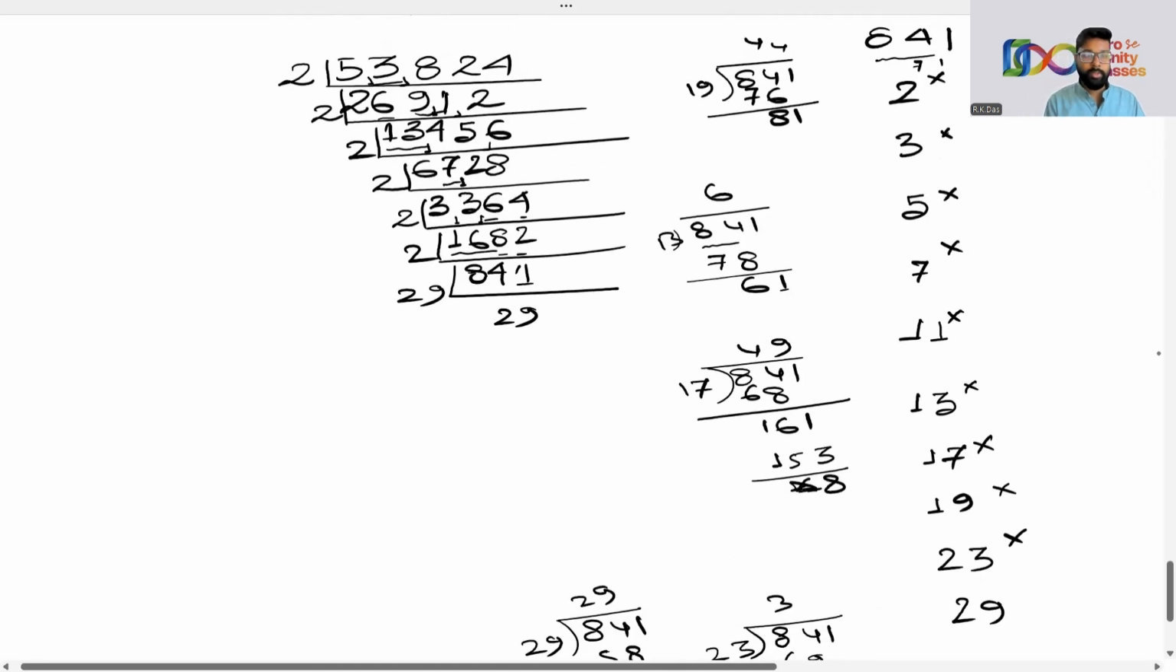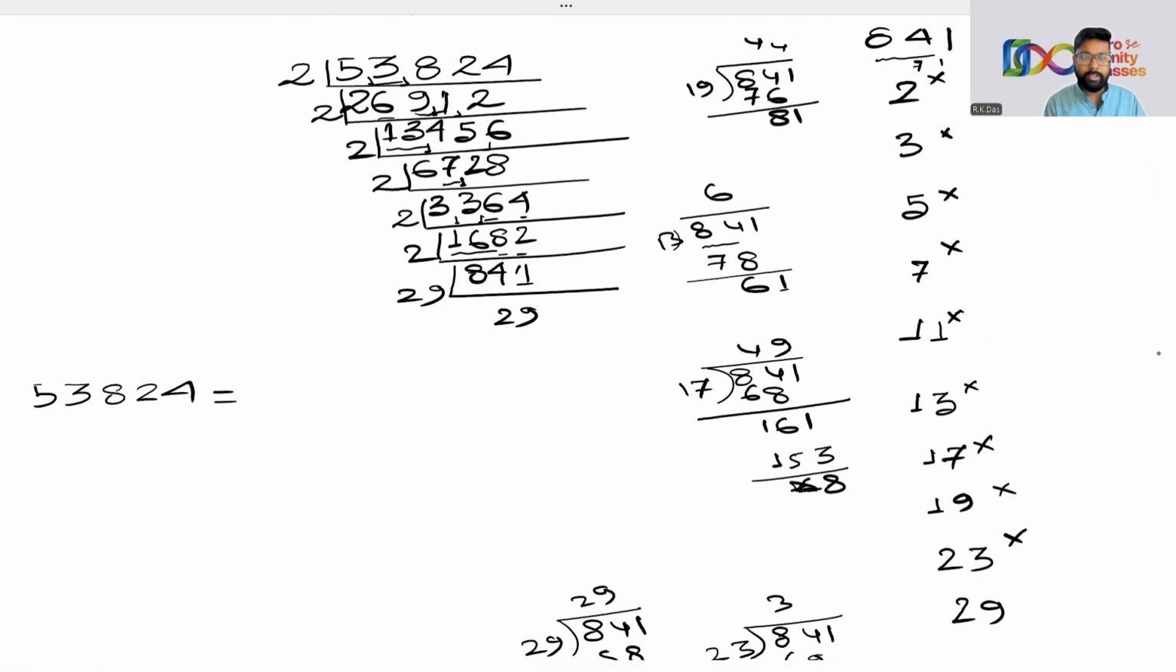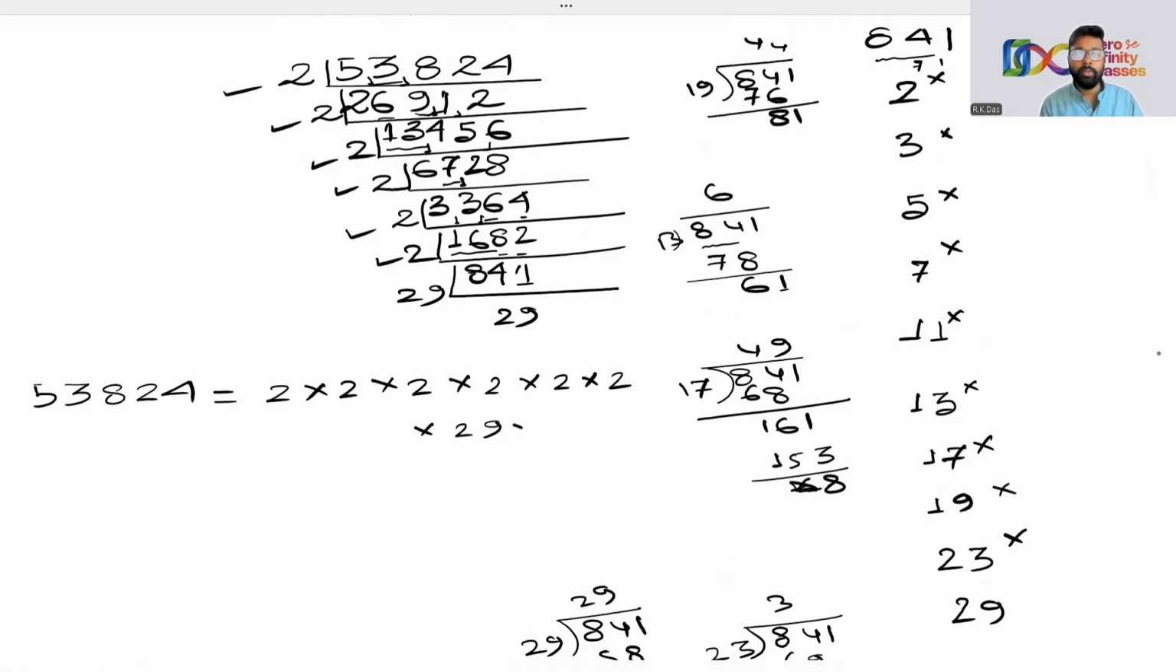Okay. So that means 53824 can be written as 2, how many 2s are there? 1, 2, 3, 4, 5, 6. Then we have 29. Again, 29. So we are finding the square root, so I'm giving the sign of the square root as well.